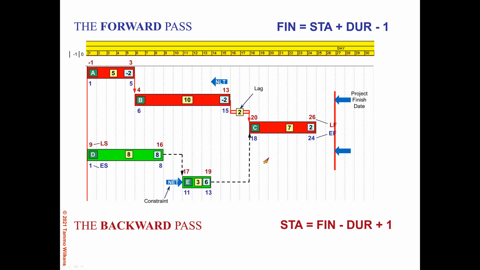Activity E has 6 days of float, again, late minus early, and activity D has 8 days of float, late minus early. And the difference of the float, again, is due to the constraint here on activity E, pushing the early dates out further. So one thing to consider is that activity C is actually no longer critical. It has positive float.